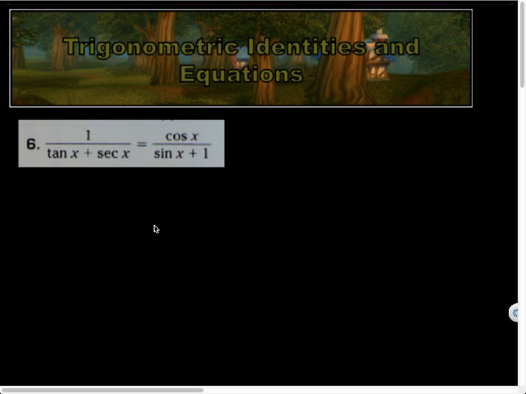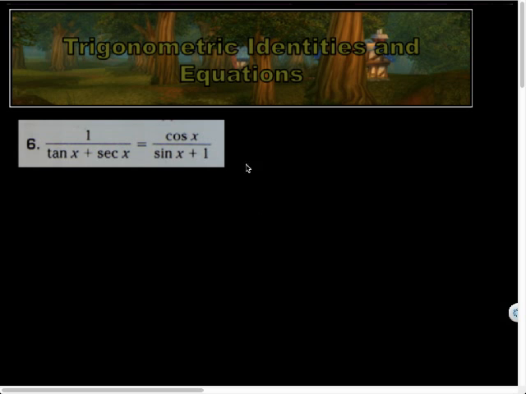I'll be using my trig identities that are previously known to us and kind of interchanging values with substitution. I might also use some techniques from algebra of dealing with fractions or factoring or different things like that as well, whichever might be helpful. So let's take a look at problem 6 here. I've got 1 over tan x plus sec x equals cos x over sin x plus 1.